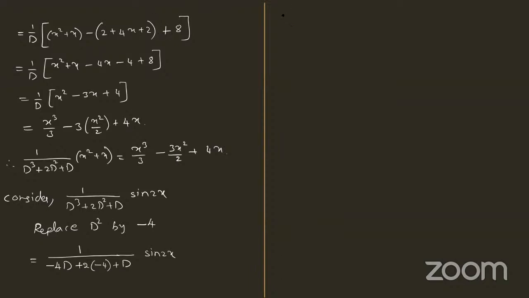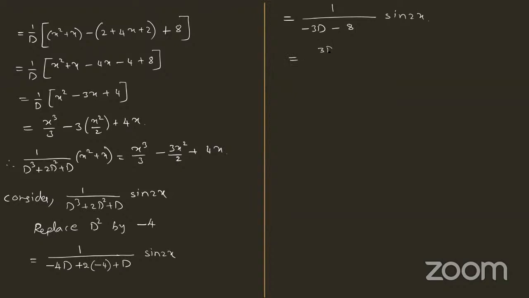It is equal to 1 divided by, look at this carefully, minus 4D plus D, so it is minus 3D. Then 2 times minus 4 is minus 8. And this you are operating on sine 2x. As we discussed yesterday, again we got a function of only D. But to get a function of D square, we need to take rationalization. So I'm just multiplying and dividing this by 3D minus 8.